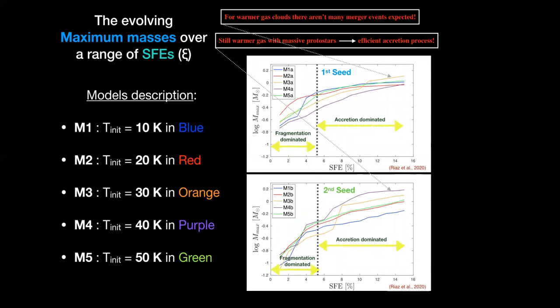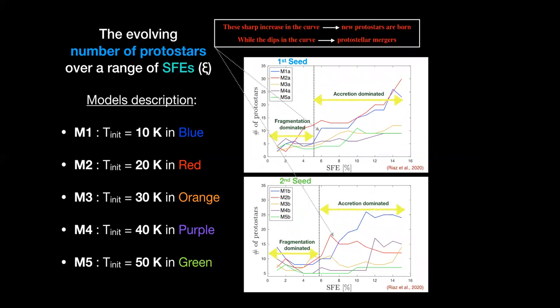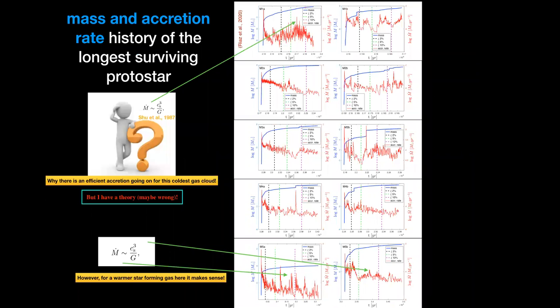We also analyze the maximum masses, and we find some trend. I would like to skip this slide. And obviously, the number of protostars were also following a similar trend. The accretion and the fragmentation dominant regime follow specific trends. Again, the star formation efficiency of around 5% played a vital role. It is this particular value beyond which certain trends are emerging, and the CMB contribution becomes more visible when we analyze the data.